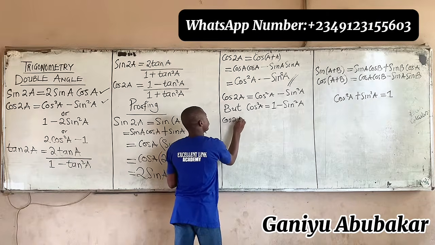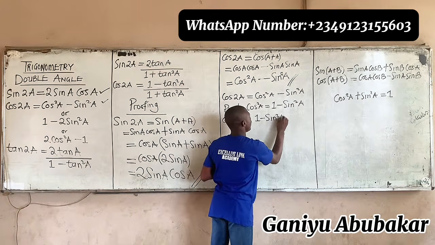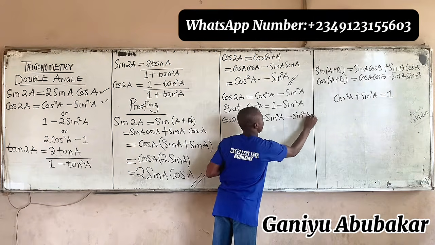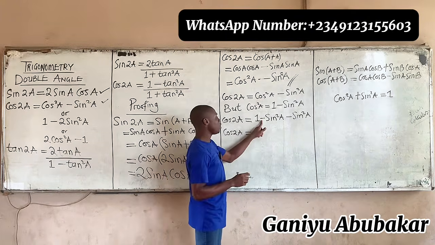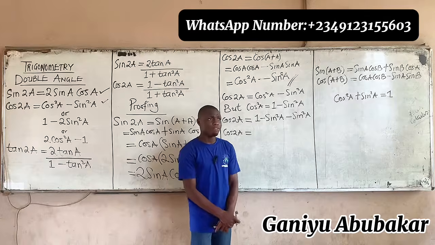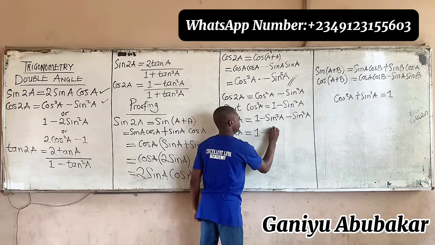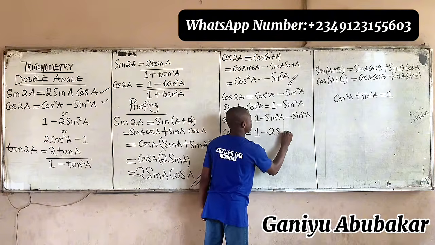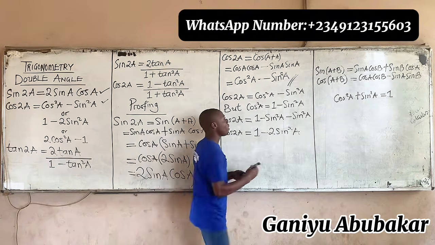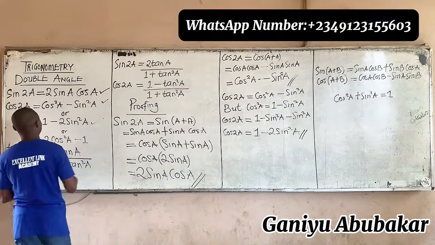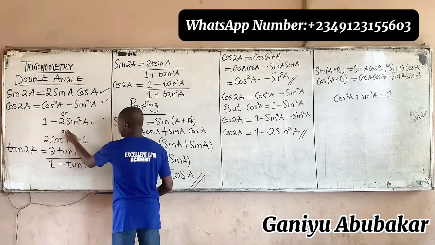I can express cos 2A as being equal to cos squared A, which becomes 1 minus sine squared A, minus sine squared A. So cos 2A can be expressed as 1 minus sine squared A minus sine squared A, which gives 1 minus 2 sine squared A. This is how I got to this expression for cos 2A as being equal to 1 minus 2 sine squared A. Let's see how we got to 2 cos squared A minus 1.